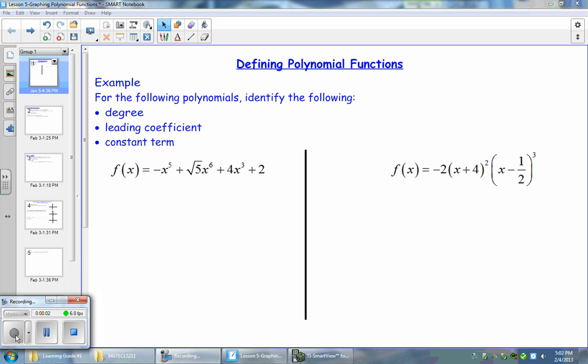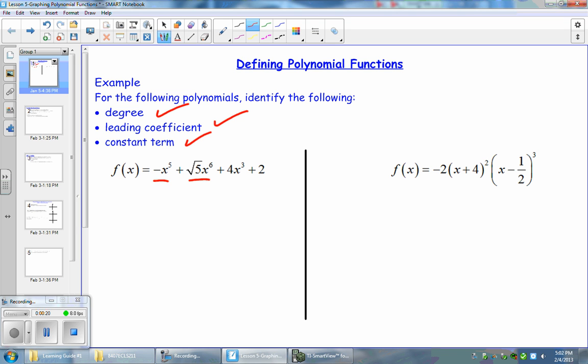In this lesson, I'm going to teach you how to identify specific characteristics of a polynomial function. These characteristics include the degree, leading coefficient, and the constant terms. So let's get started with my first polynomial here. f(x) is equal to negative x to the power of 5 plus root 5 x to the power of 6 plus 4x cubed plus 2.